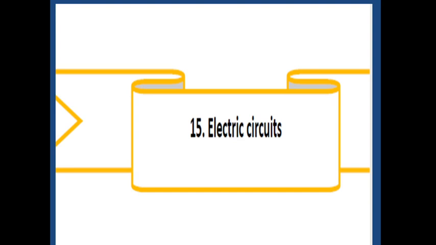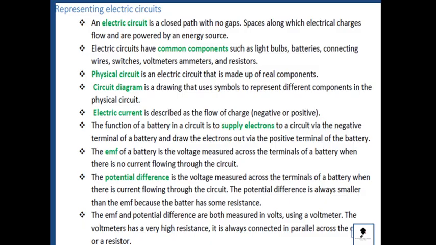Now before we even go into it, let's quickly ask ourselves, what is an electric circuit? An electric circuit is a closed path with no space along which an electric charge flows and is powered by an energy source. So if you say an electric circuit, we simply mean that the path must be closed. And what is this path? Because the charges are going to flow along this path, and before the charges flow, they must be pushed or moved by a source of energy.